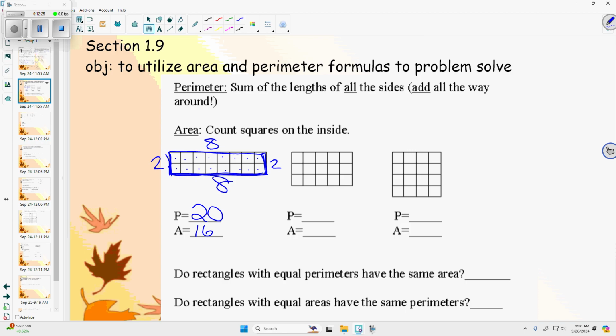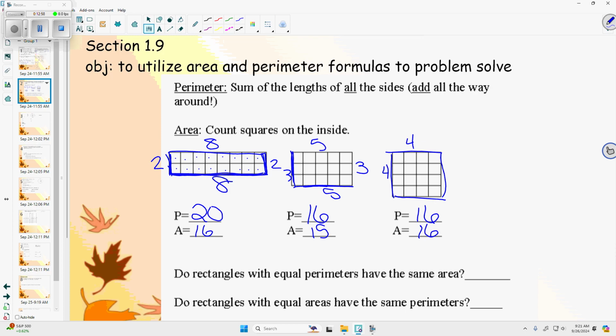All right, so now what do we have for a perimeter? 16, because we're adding 3 plus 5 plus 3 plus 5. What's 15? How about the last one? 16 for which? Perimeter, because we have 4 plus 4 plus 4 plus 4. What do we got for area? Area. 16.